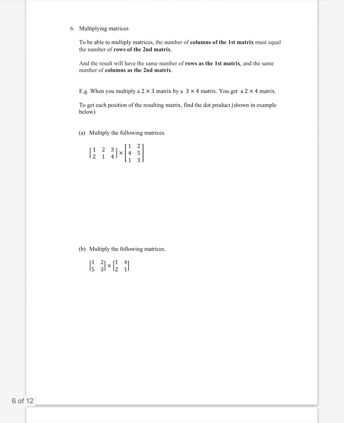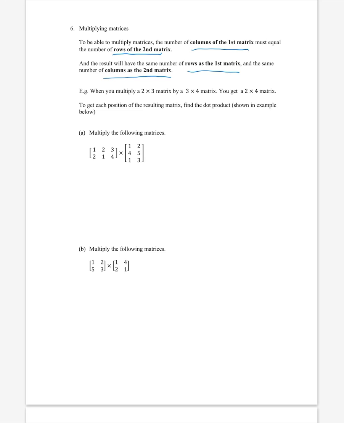Question 6, multiplying matrices. To be able to multiply two matrices together, the number of columns of the first matrix must equal the number of rows of the second matrix. Okay, so the columns of the first must match the rows of the second. And the resulting matrix is going to have the rows of the first matrix and the columns of the second matrix. Okay, there's lots happening there.